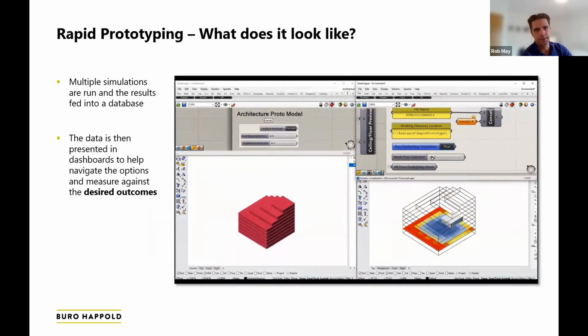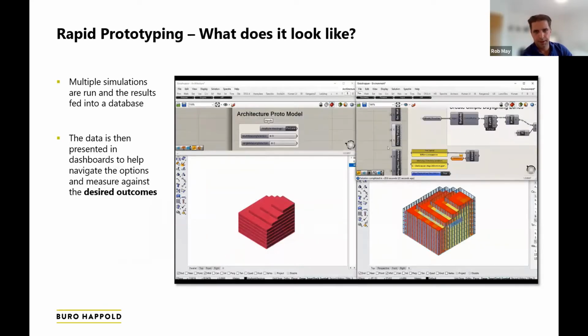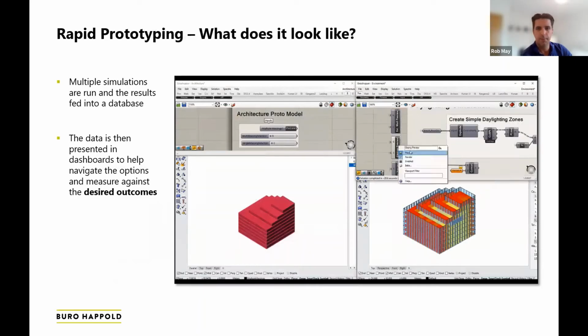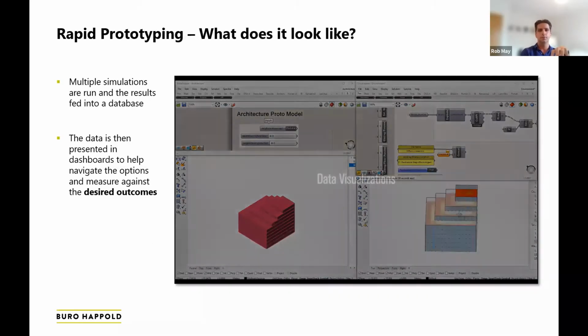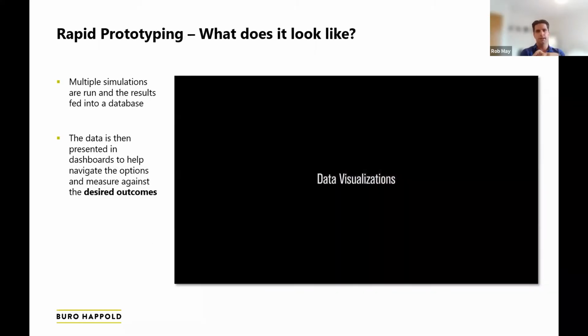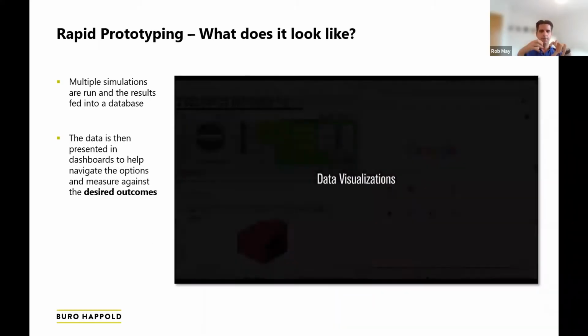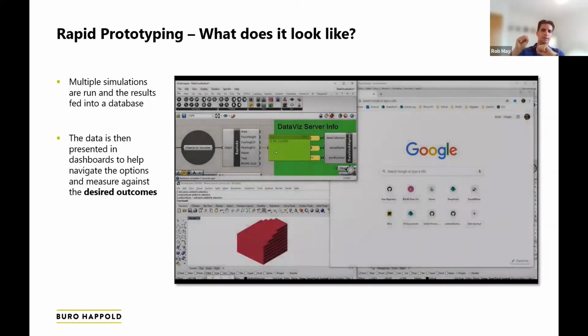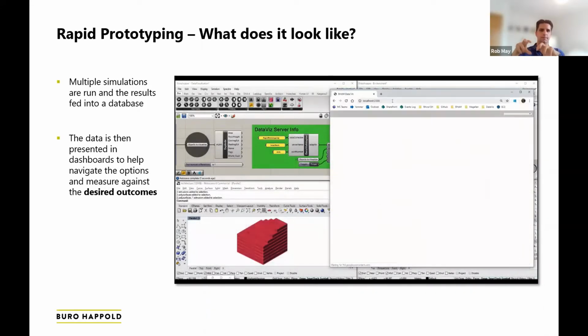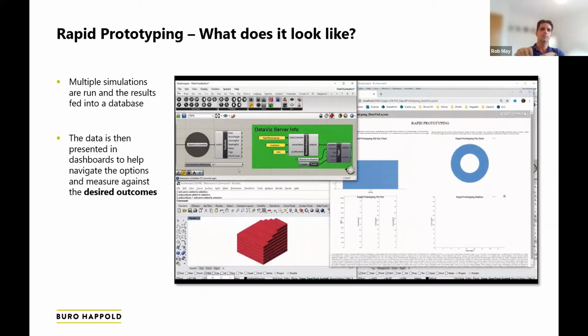This is a generic building showing overheating analysis, and that overheating analysis is plugged together with a whole series of other analyses in the background. That plugs into, as I said before, a database so that you can see all of the results of those different analyses, and you can start measuring those against the desired outcomes.